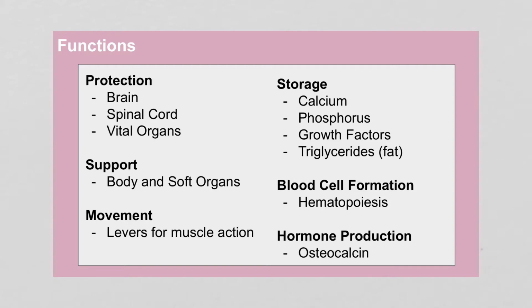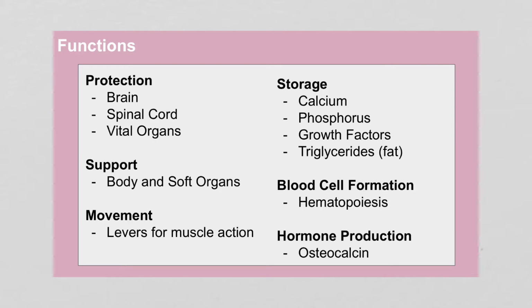And the skeletal system definitely protects our brain, it protects our spinal cord, it protects our vital organs, it supports our body and soft tissues and soft organs. It's also very important in movement, right? With our muscles, our bones act as levers so that we can move our body.